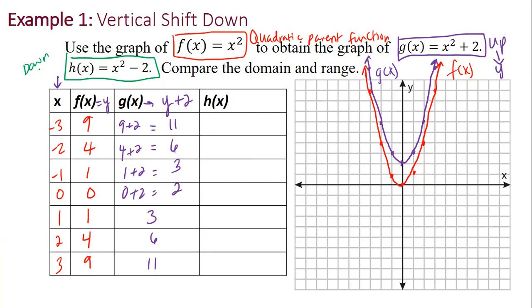If I want to go down, then that means I'm also changing my y's. What am I doing to the y's? Subtracting 2. So to all of my y's of my parent function, I am going to subtract 2. Going back to 9, so it's 9 minus 2, 4 minus 2, 1 minus 2, 0 minus 2. And that's going to give me 7, 2, -1, -2, and it's going to repeat -1, 2, and 7.